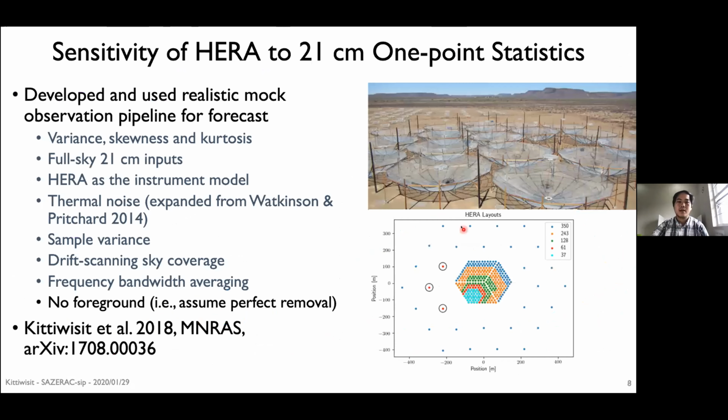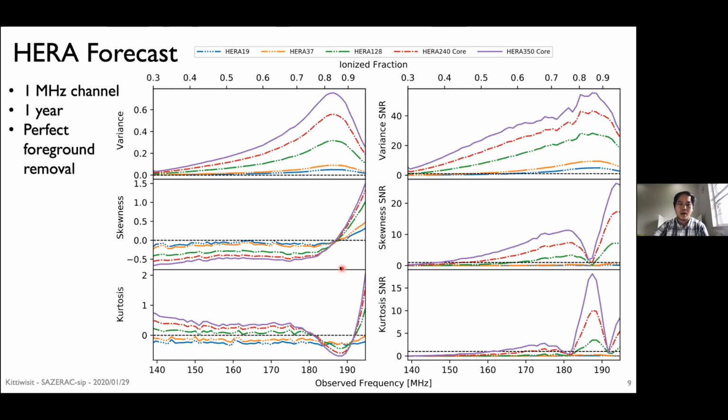And the work that I did during my PhD is to develop a realistic mock observation pipeline for HERA to forecast if we can make measurements of these statistics with HERA. I don't have time to go into the detail of this, but I just want to point out that in this result that I will be showing, there is no foreground. So we assume perfect foreground removal. Let's jump right into the result.